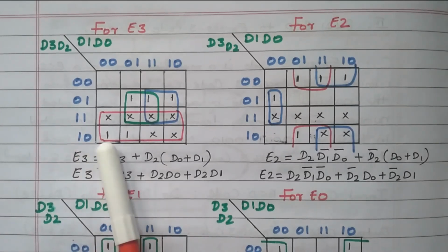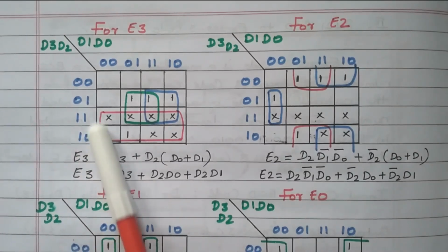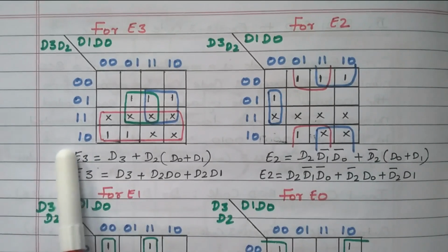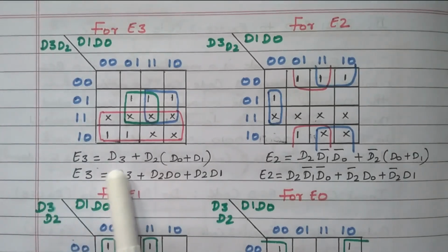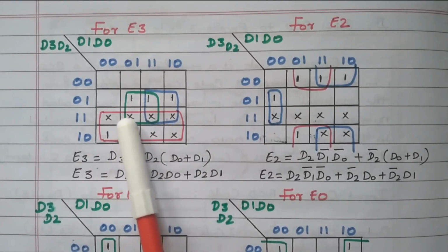Here 01 is available, here 0 is available, so the second number got cancelled. Only the first number, 1, is available in both the third row and fourth row. What is this 1? It is nothing but D3. So while grouping 8 cells, we got D3. Now we'll go to the other two groupings.